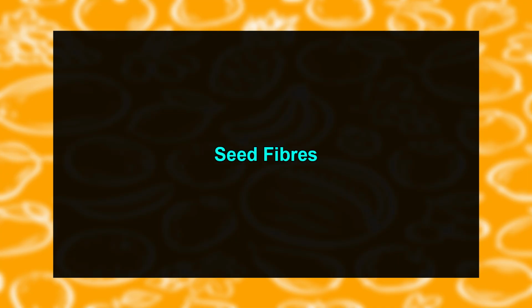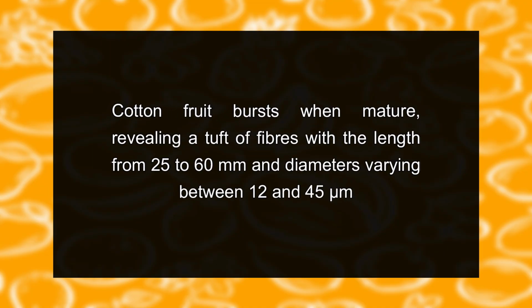Dear students, let's now talk about seed fibers. Cotton fibers consist of unicellular seed hairs of the bolls of the cotton plant. Cotton fruit bursts when mature, revealing a tuft of fibers with a length from 25 to 60 millimeters and diameter varying between 12 and 45 micrometers.